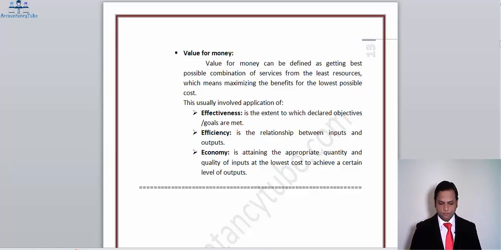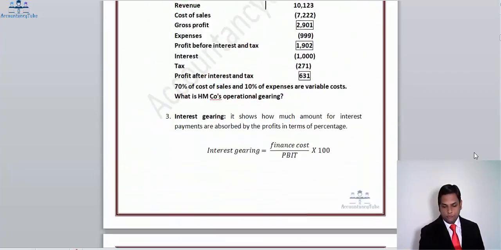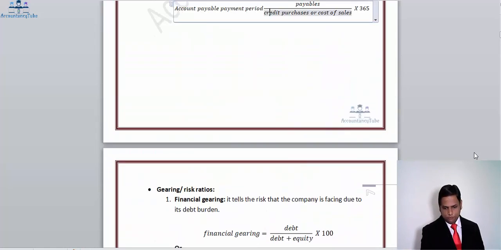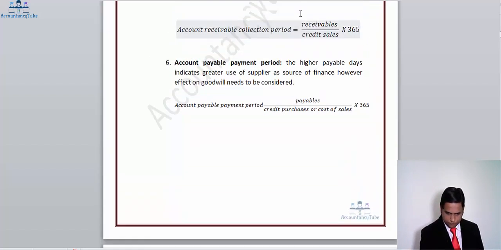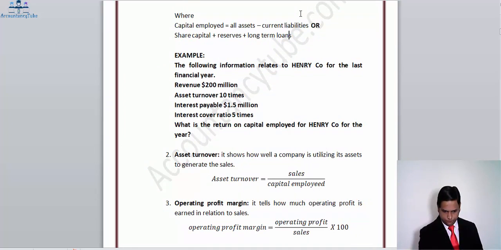Moving on to our example, as promised, you need to come to chapter number 1, page 4, I think. Yeah, that's page 4. Okay, here we have our first example. The following information relates to Henry & Co. Most of my examples are with the same name, Henry & Co. For the last financial year, revenue was 200 million, asset turnover was 10 times, interest payable was 1.5 million, interest cover ratio was 5 times. What is the return on capital employed for Henry & Co. for the year?